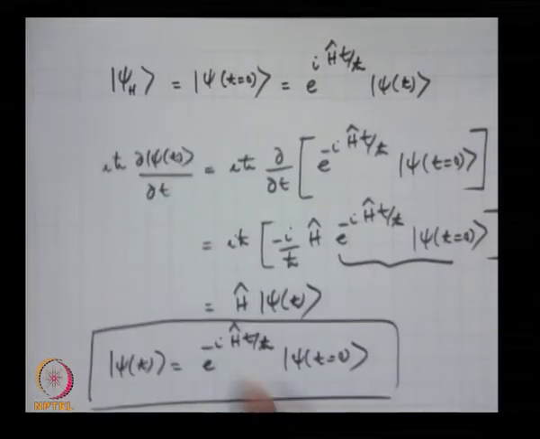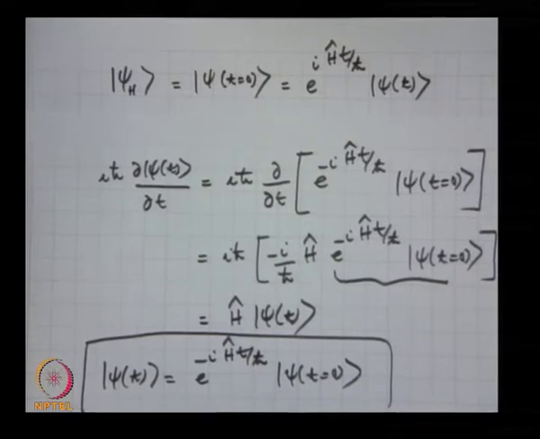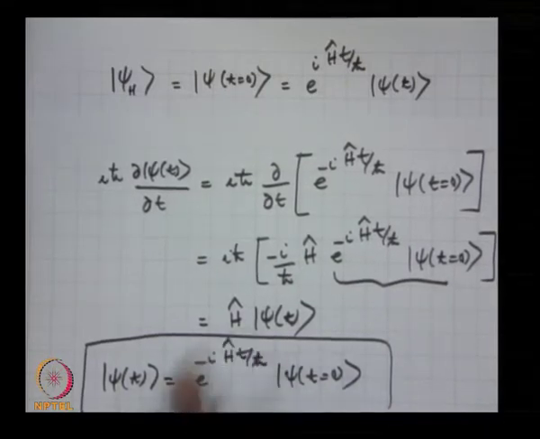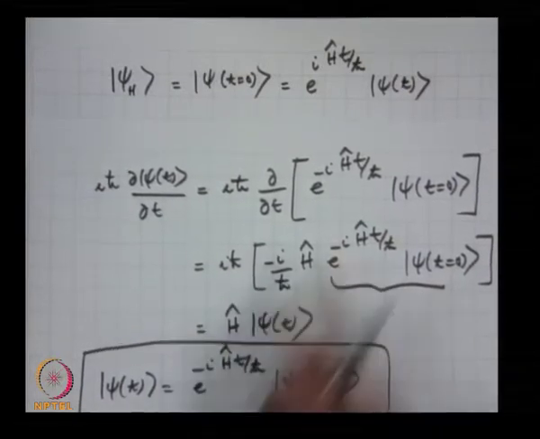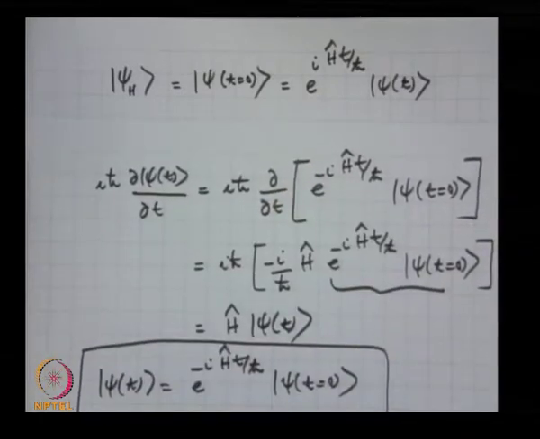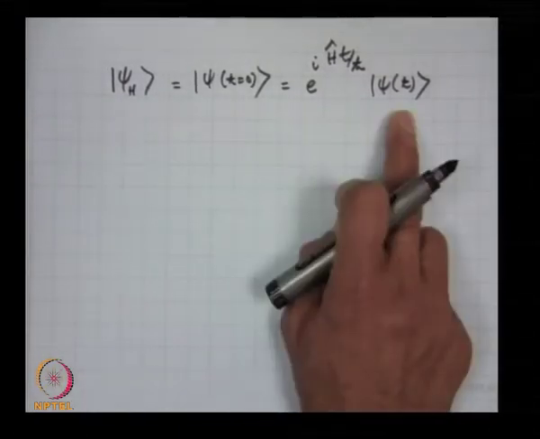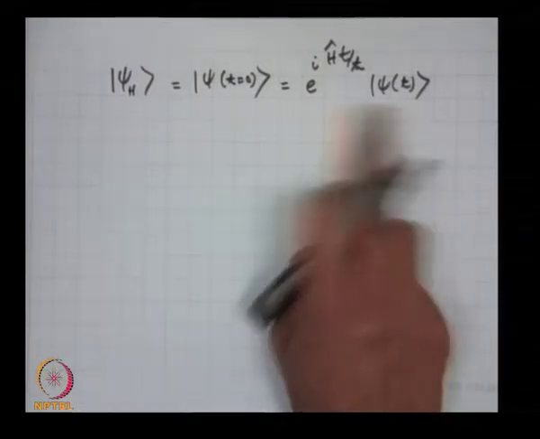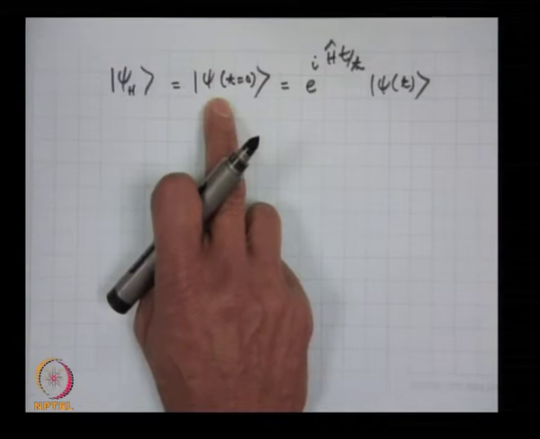I've just multiplied by the operator exponential of iHt by h-bar on both sides, and then because the operator H is the same, this becomes equal to the identity. This equation just gets reversed: psi of t is equal to this thing acting on psi at t equals 0. By definition, this product is independent of time. This operator operating on this will always give psi at t equals 0.